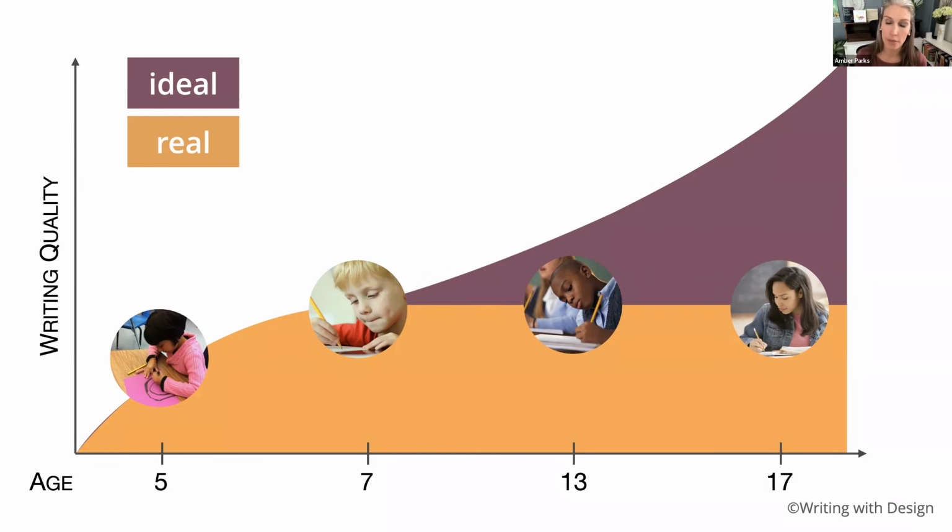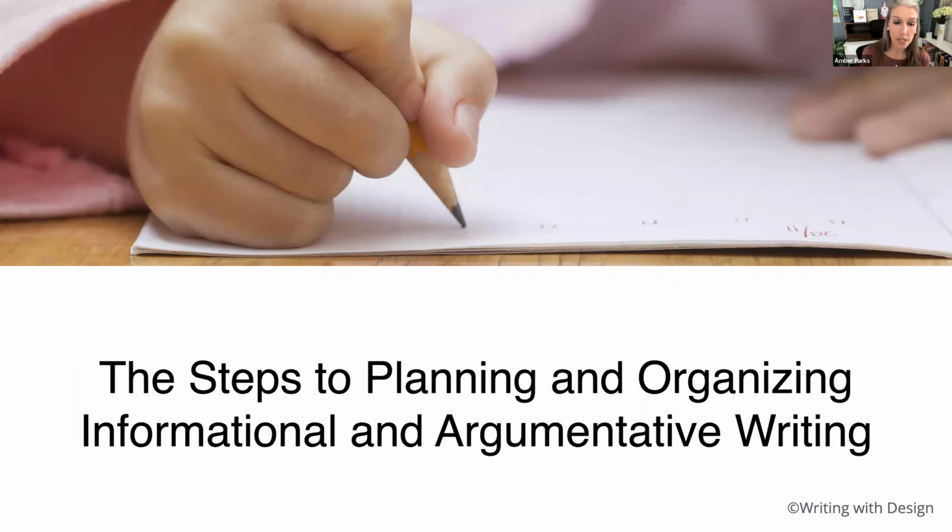That's where Writing with Design steps in and says, how do we teach the pieces of writing, the strategies that great writers use, to students at every grade level so that they too can become incredible writers? So that's what we're going to dive into: the steps in planning and organizing informational and argumentative writing. We won't address narratives in this session, but we will talk about how, in 2 out of the 3 domains of writing, I can plan and organize and see how my writing can come together.